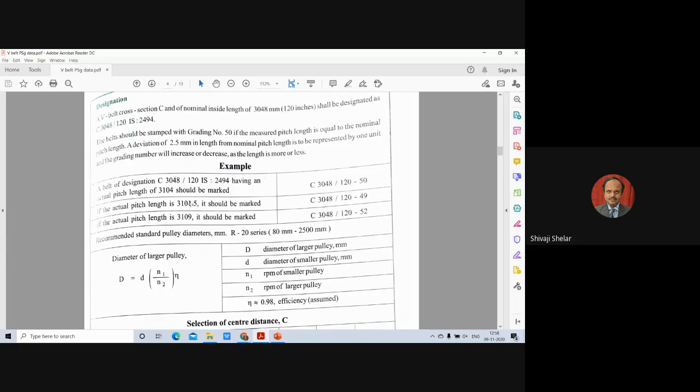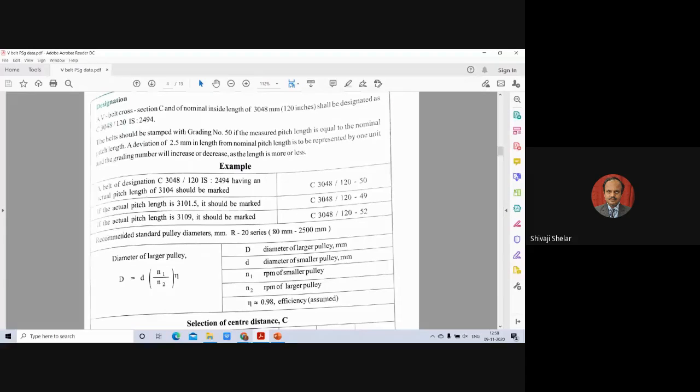If the actual pitch length, say, is 3101, it is short by less than 2.5 mm, but not greater than, say, 5 mm. In this case, the designation C3048 will remain as it is, and the grading is reduced since the belt is shorter. The reduction is greater than 2.5 but less than 5, so the reduction is by one grading. Instead of 50, the grading will be 49.